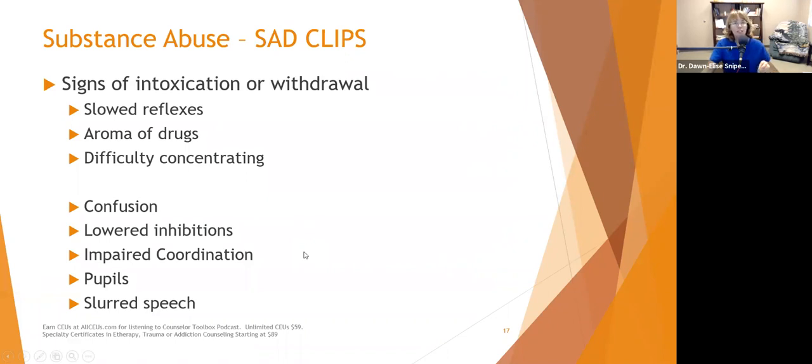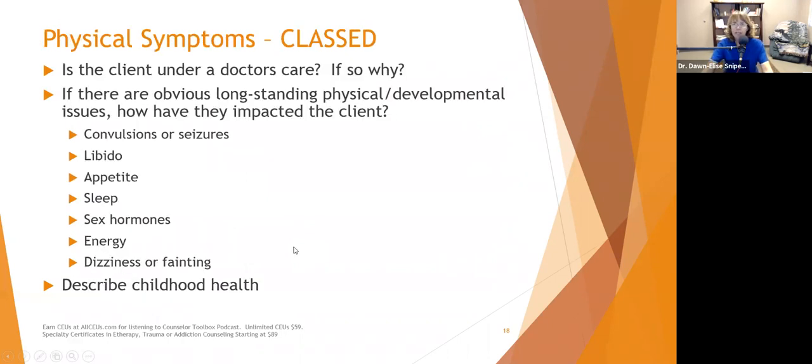What you generally need to know is the signs of a substance use disorder, which is what it's called now in the DSM. Physical symptoms. We want to look for physical symptoms that the client may be experiencing, because physical symptoms can cause mental health symptoms and vice versa. When we look at physical symptoms, we're obviously not treating them because we are not prescribers, but we can make a referral to a medical professional if any of these symptoms pop up. So we want to ask, are you under a doctor's care? If so, why? If not, should you be?